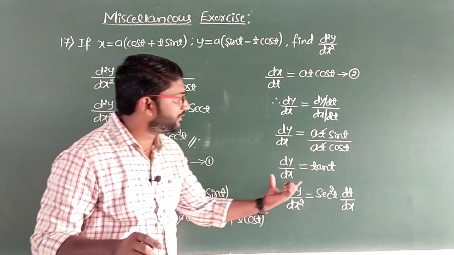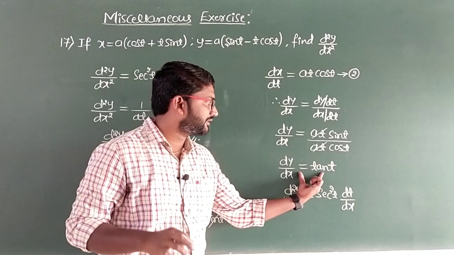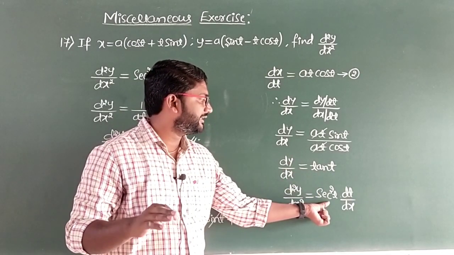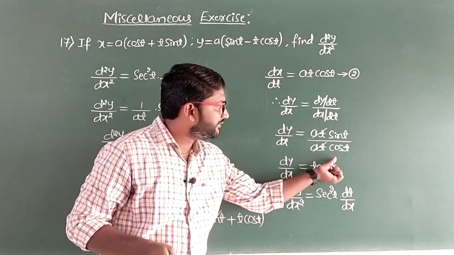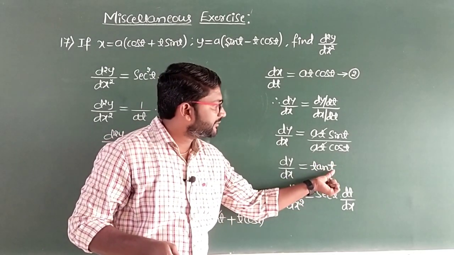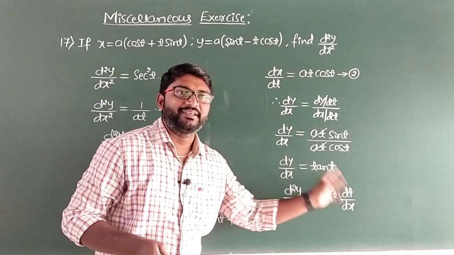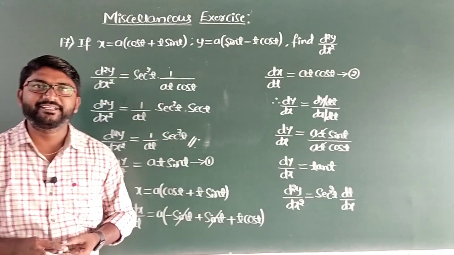You have to be careful about this step. Many students will go wrong here. If you write only d square y by dx square equal to secant square t, then it is wrong, because here we don't have x. That is why I am differentiating t once again with respect to x, so that we get dt by dx. So this is all about question number 17.